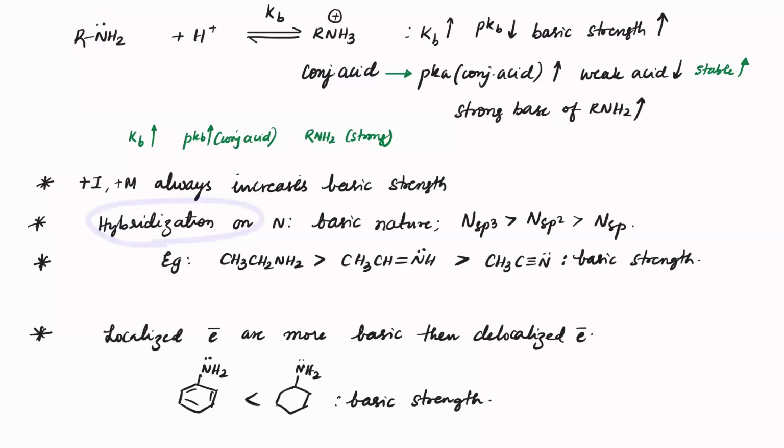Check out hybridization. If the nitrogen is sp3 hybridized, that is usually going to have a higher basic strength compared to the one which has sp2 and the one which has sp. You can notice this example here: nitrogen is sp3 hybridized, so that will be more basic than the one which is sp2, the one which is sp hybridized. Here you will not put any effects while comparing hybridization. You will not compare what all effects it has, whether it has plus m or minus m, nothing. You will simply compare on the basis of hybridization.